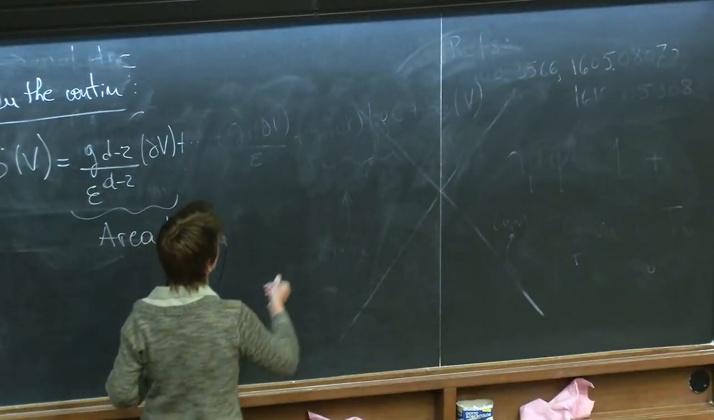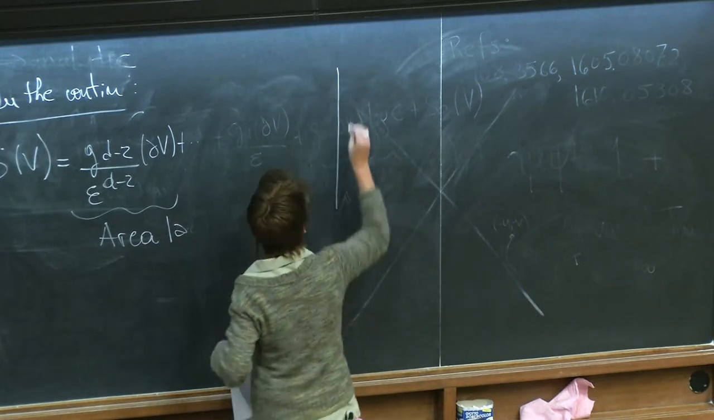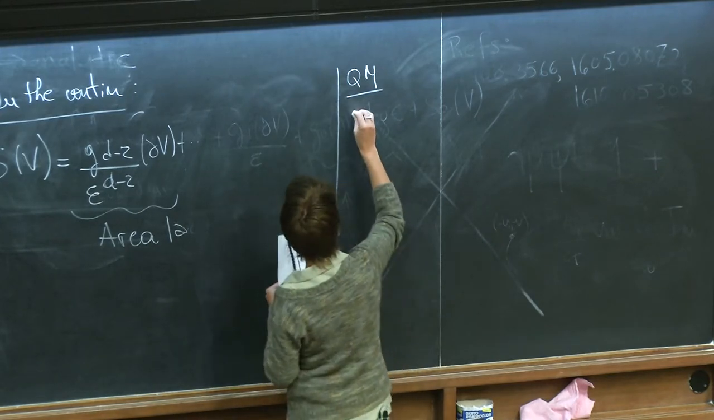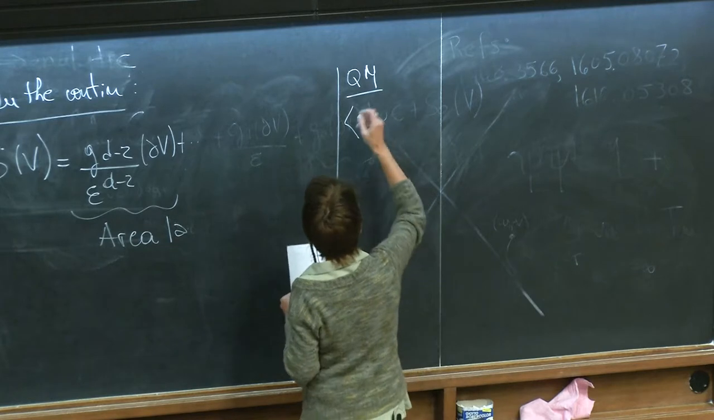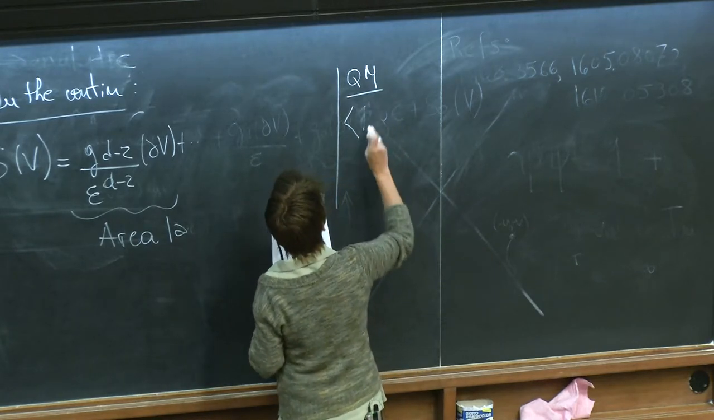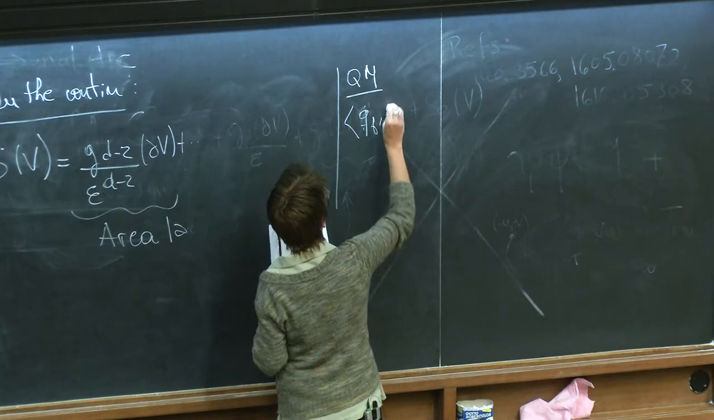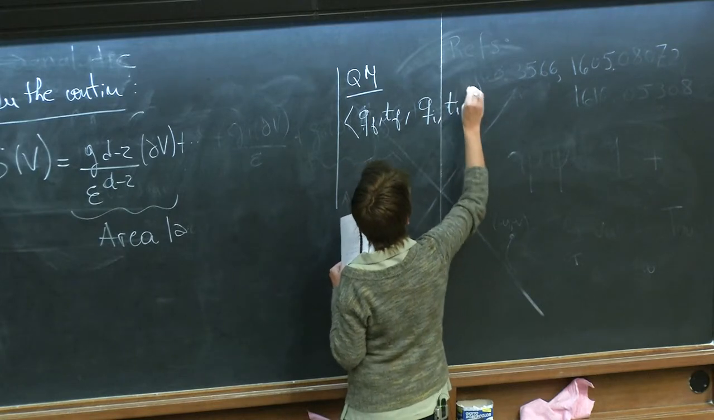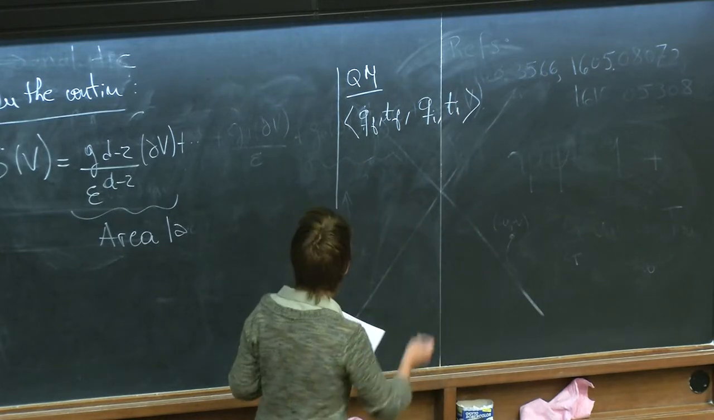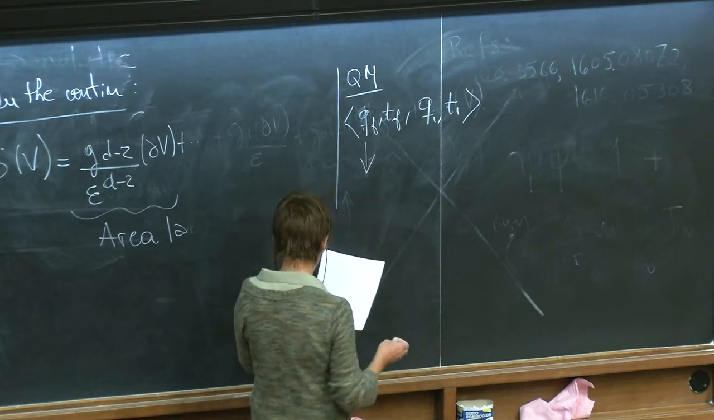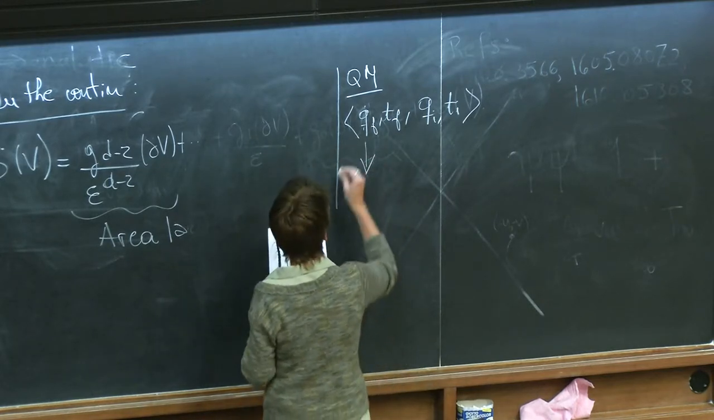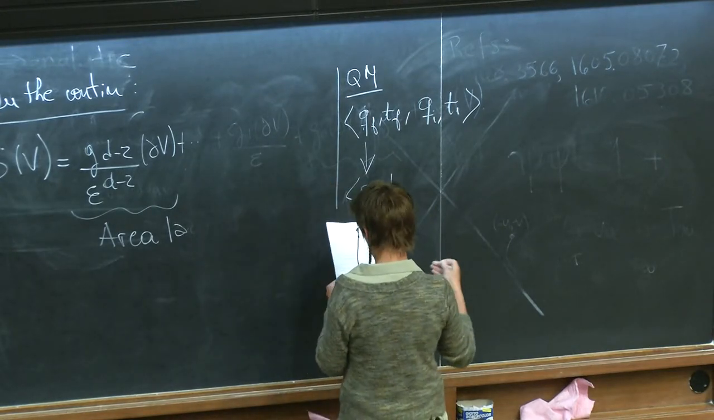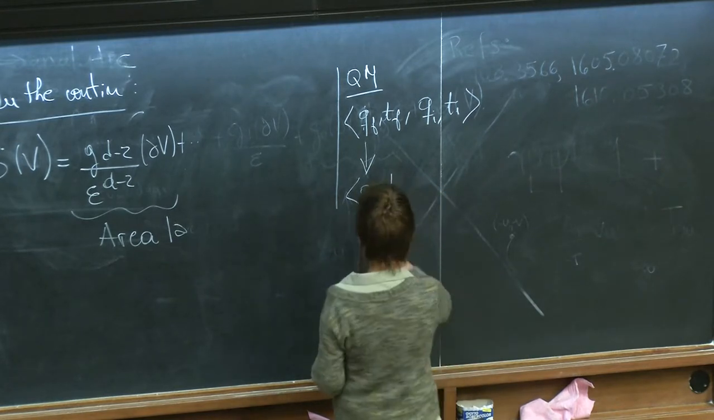Suppose you start with quantum mechanics. Suppose you start with this transition probability, from the initial state to the final state. Using eigenstates of the Hamiltonian, you can rewrite this.